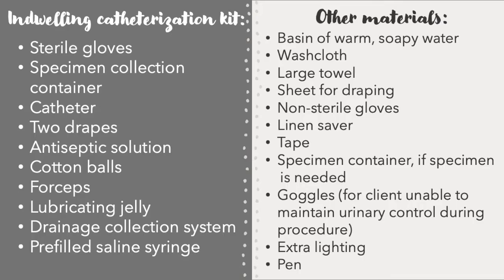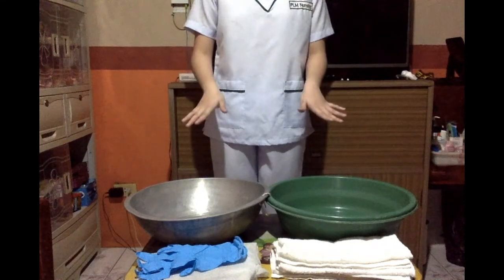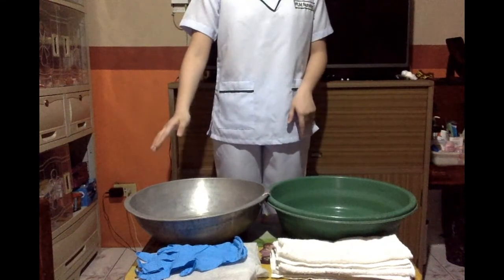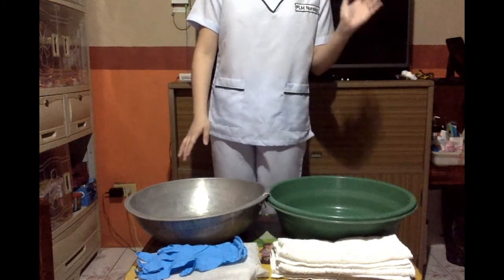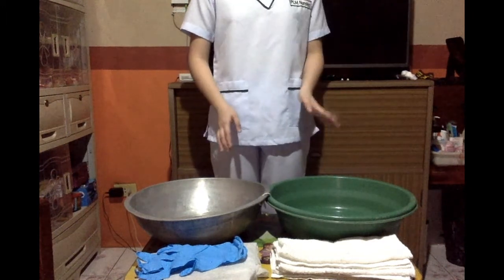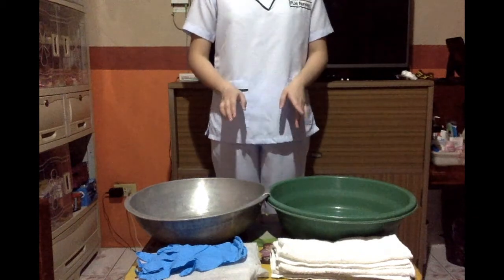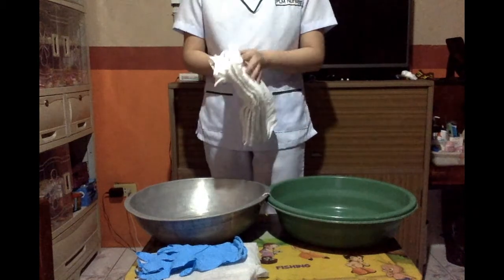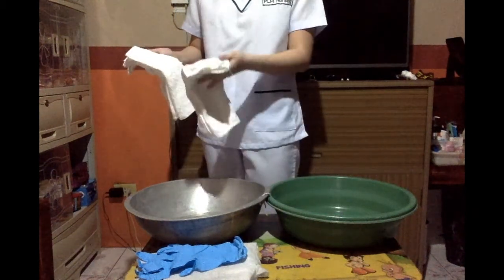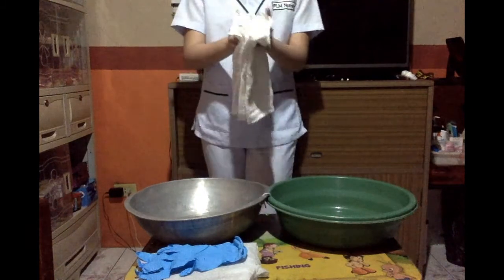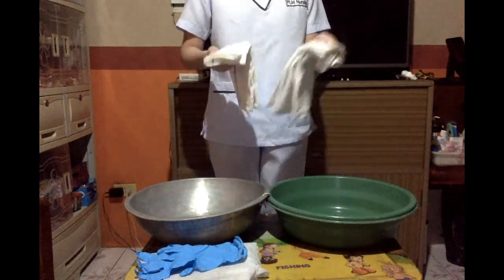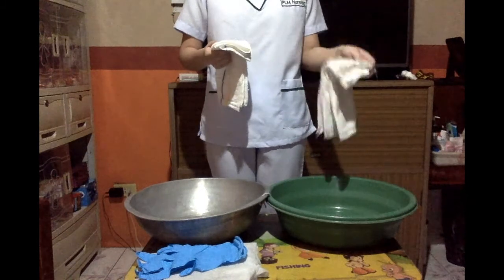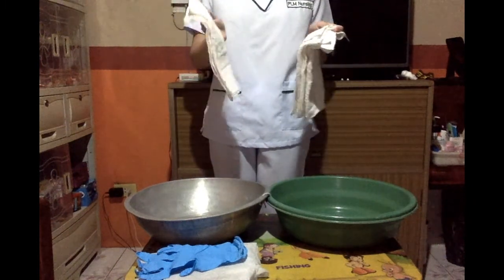Next, the equipment or the materials needed for this procedure are: I have here 2 basins. So this first basin contains warm soapy water and this second basin contains warm water only. So this will be used for cleaning the genital area later. So I also have here 3 towels. So this first towel will be dipped here in the warm soapy water. The second towel will be used for rinsing, which will be dipped here in the warm water. And the third towel will be used for drying.